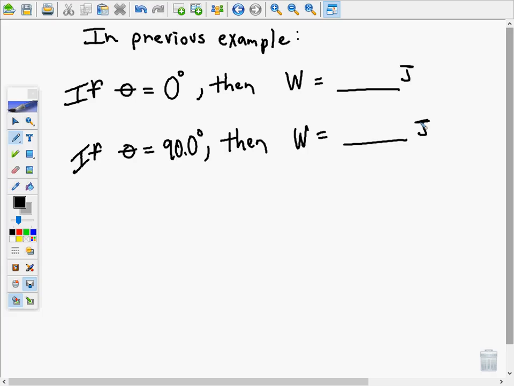In the first case, what would the total work be if the angle is 0? Jason? 20 joules. But in the second case, if that force was straight up, David? 0 joules. 0 joules.